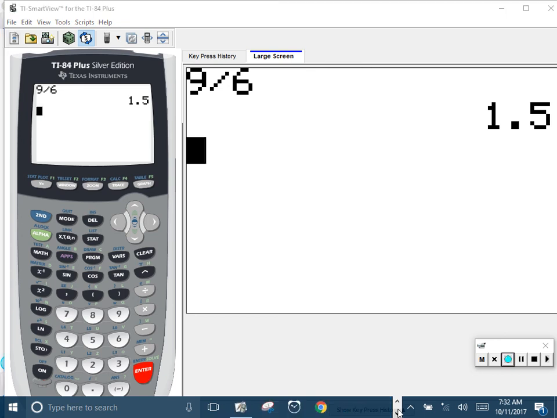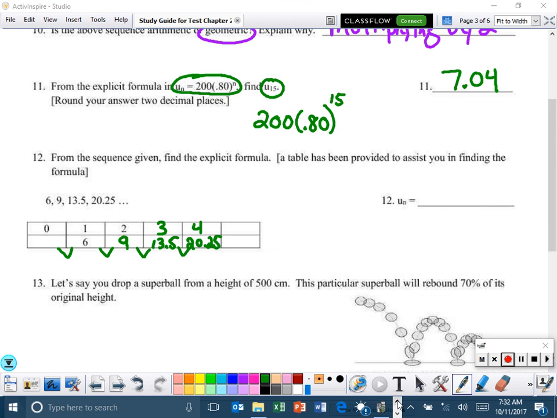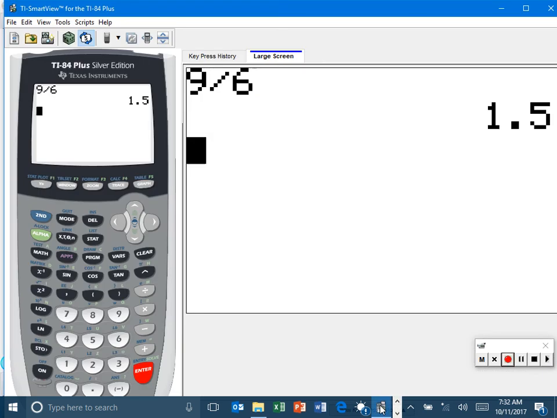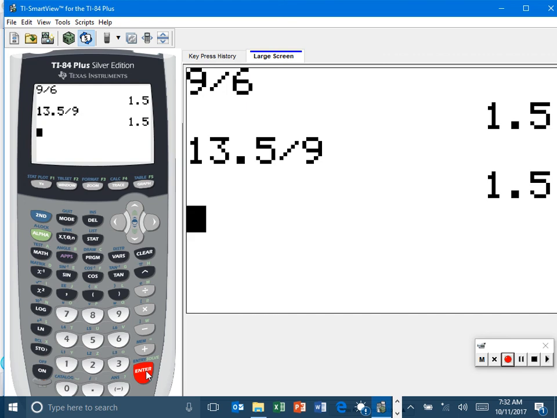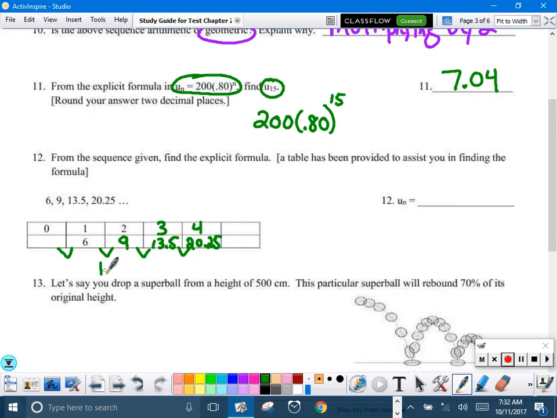Let's pull up another one. I'm going to take 13.5 and divide it by 9. I'm just going to double check. 13.5 divided by 9. Okay, so we're multiplying by 1.5.